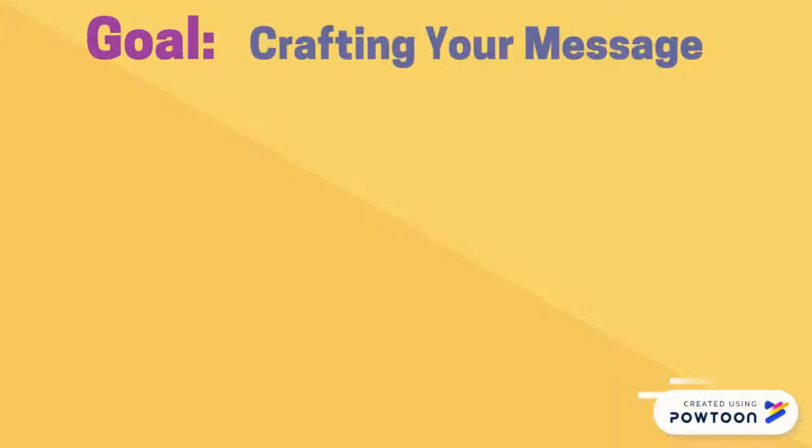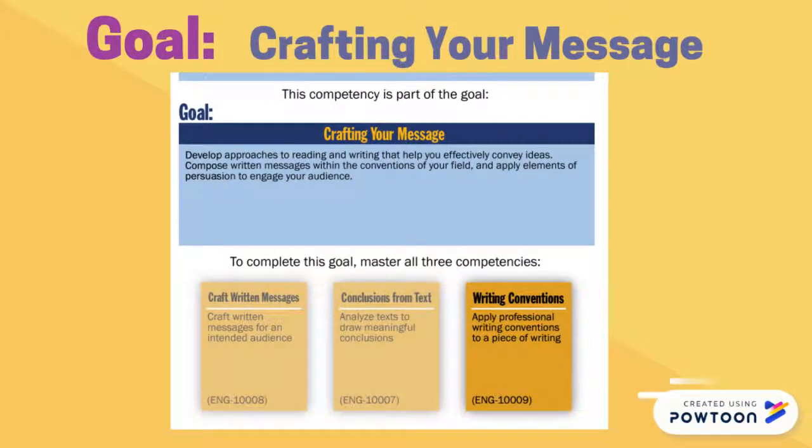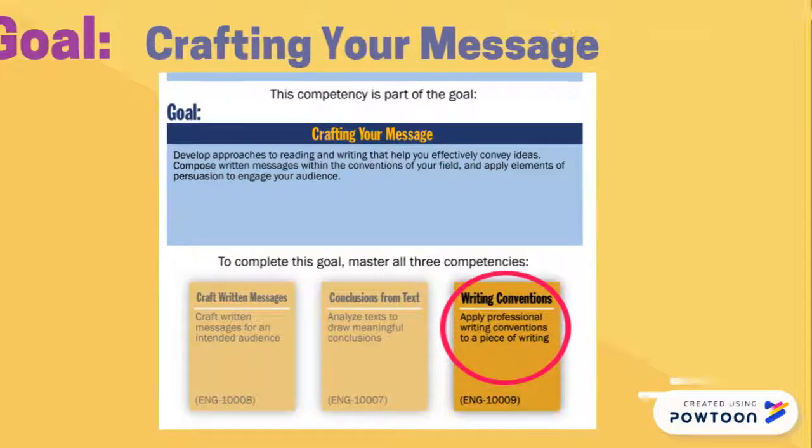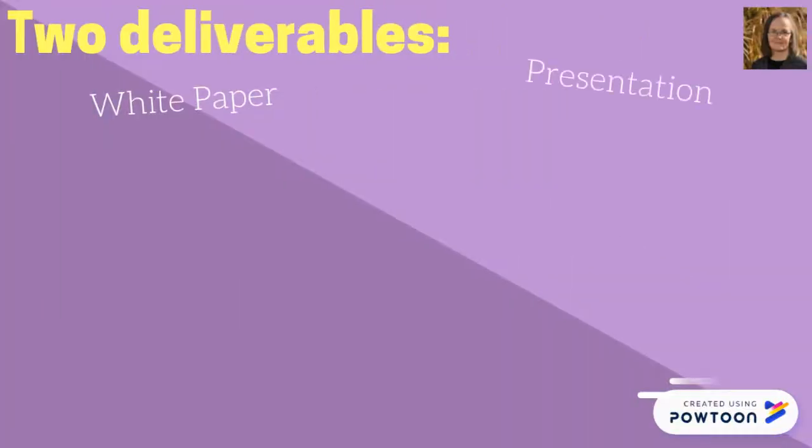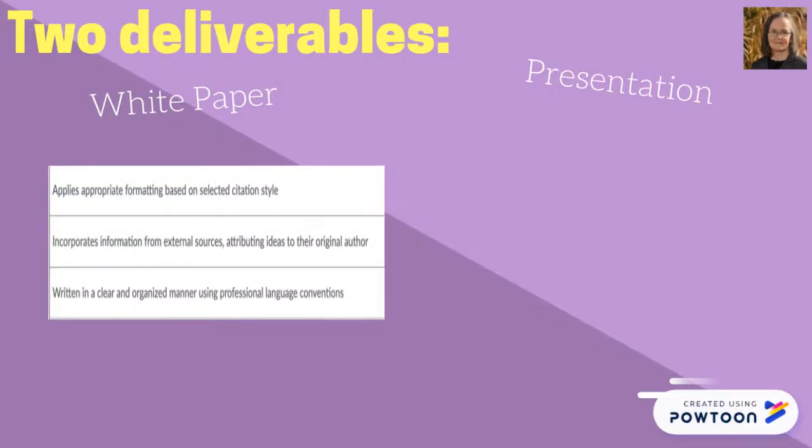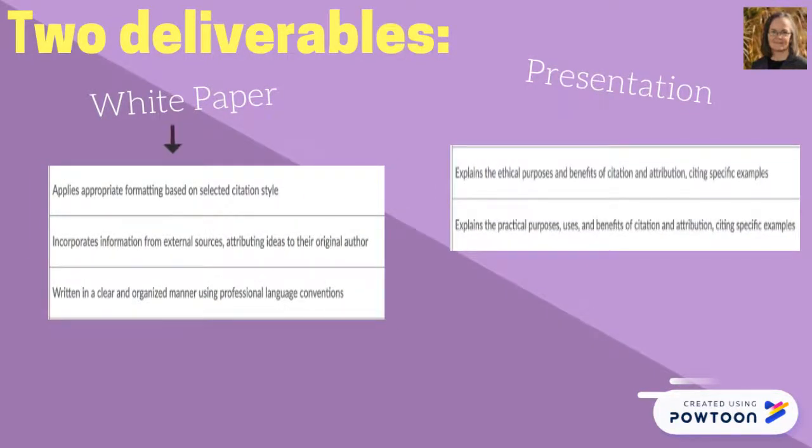This competency is part of the goal crafting your message. Here, you have the opportunity to take a position on an issue and present an argument in support of that position with credible sources, which you find through effective research. This project includes 2 deliverables, a white paper and a presentation. There are 3 rubric criteria for the white paper and 2 criteria for the presentation.